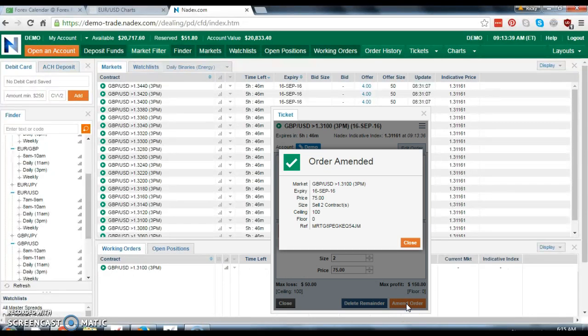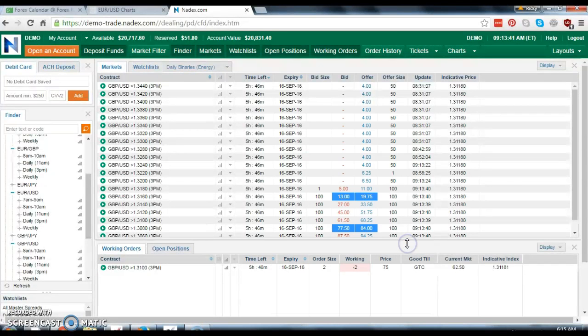Boom. And it will stay in the working orders until right here at 3100. I mean, it just dropped real fast, but there's still almost 6 hours left, so I'm just going to leave it there. I'm not going to pay $40 for a contract.